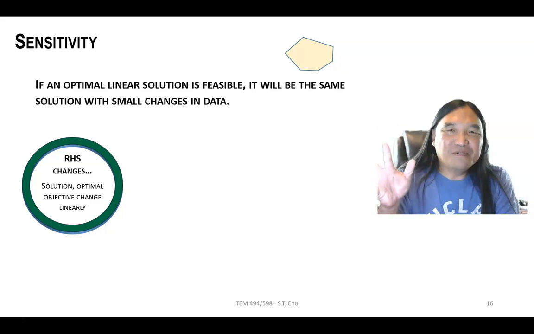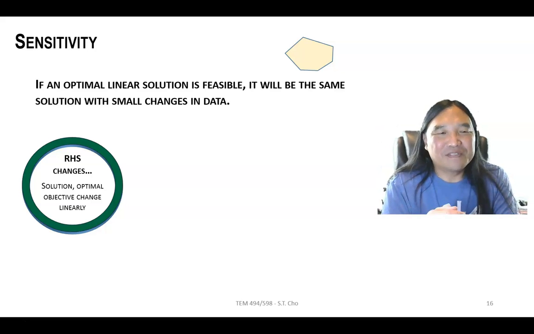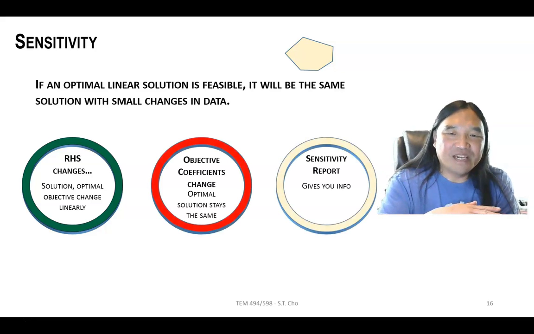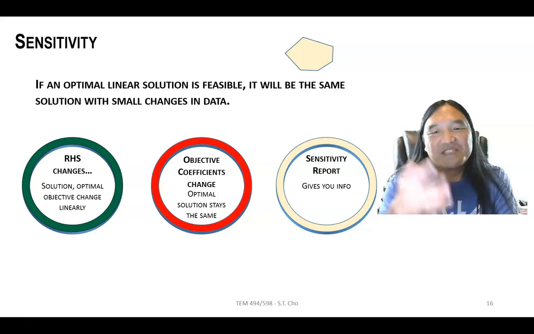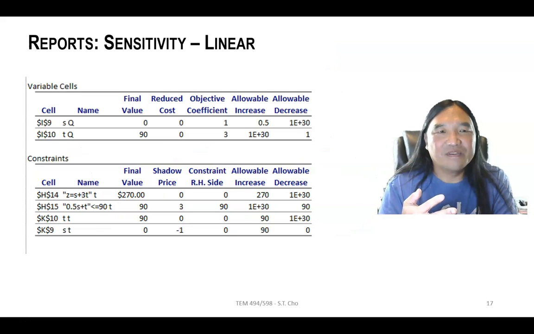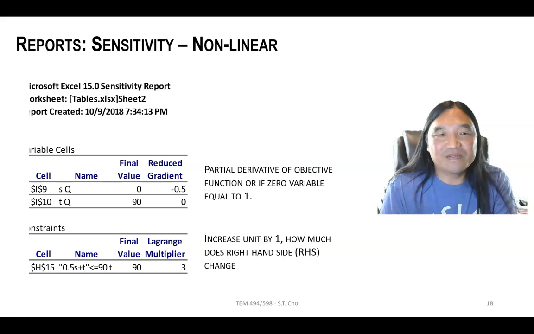If I have a solution and I don't like the solution, like maybe I want to make more out of it or something like that, you can change the right-hand side, you can change your objective coefficients, and your sensitivity gives you information. So those are the things that drive an optimization algorithm. So once again, here we have the sensitivities, and as you can see, there's a lot of 1e30s, a lot of don't cares.